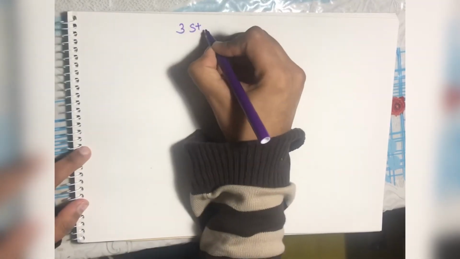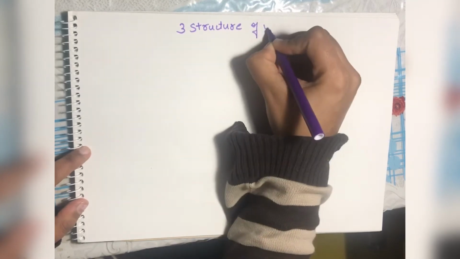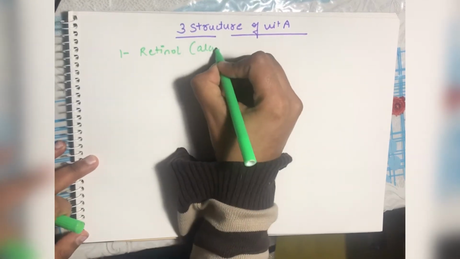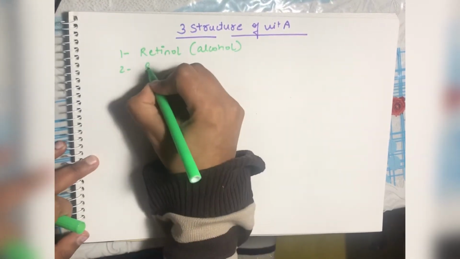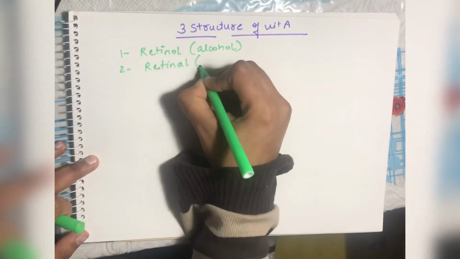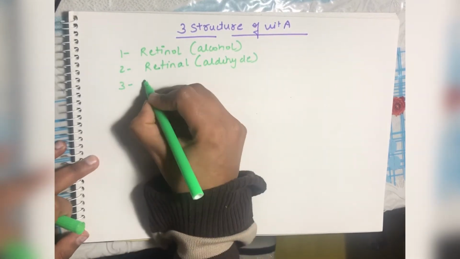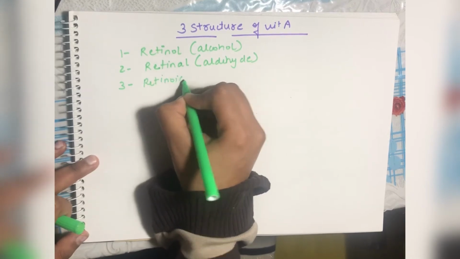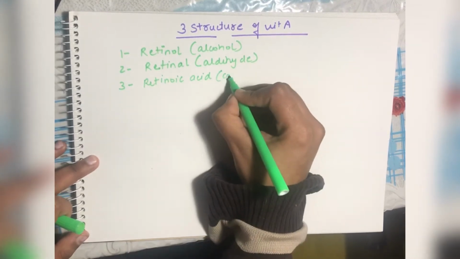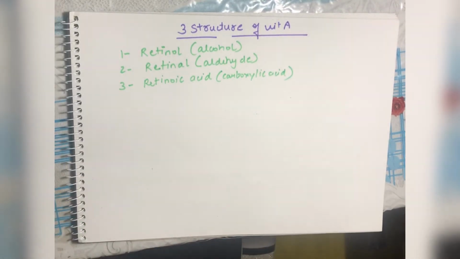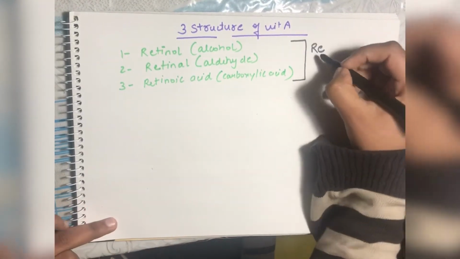So in biochemistry we have three structures of vitamin A. These three structures are alcohol, aldehyde, and carboxylic acid. The first one is retinol, that is alcohol, where R is CH2OH. Then retinal, aldehyde, where R is CHO. And retinoic acid, that is carboxylic acid, where R is COOH. So these three things, the retinol, retinal, and retinoic acid together, these are called retinoids.